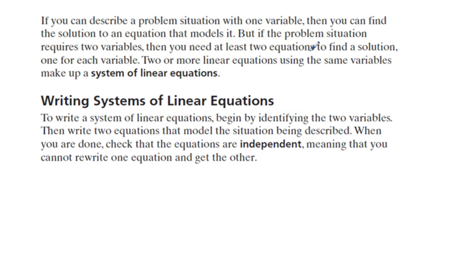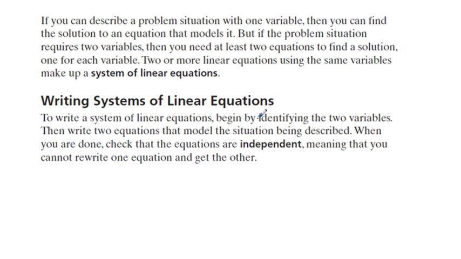If you can describe a problem situation in one variable, then you can find the solution to an equation that models it. If the problem situation requires two variables, then you need at least two equations to find a solution, one for each variable. Two or more linear equations with the same variables make up a system of linear equations. So you're going to have two variables on the same coordinate plane.